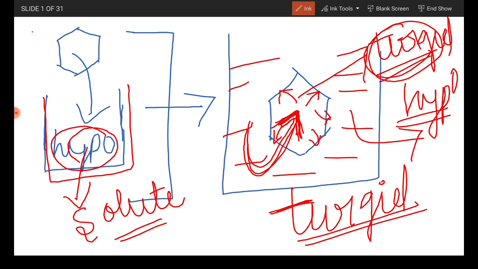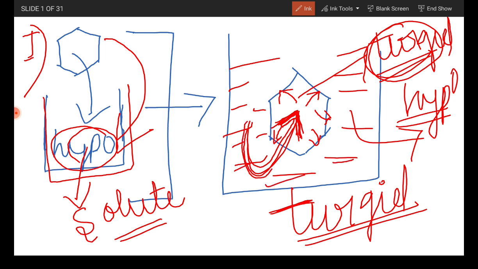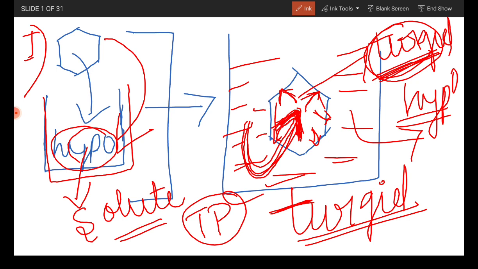Okay, this is the first case. When a plant cell is placed inside a hypotonic solution, the solvent content in the hypotonic solution will enter into the protoplast of the cell and exert a pressure. The cell becomes bulged. This is called turgid. This pressure experienced is called turgor pressure. This is the first case.